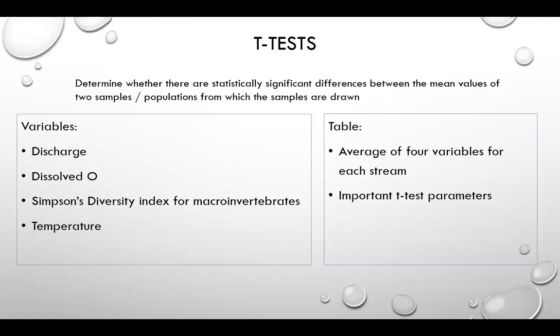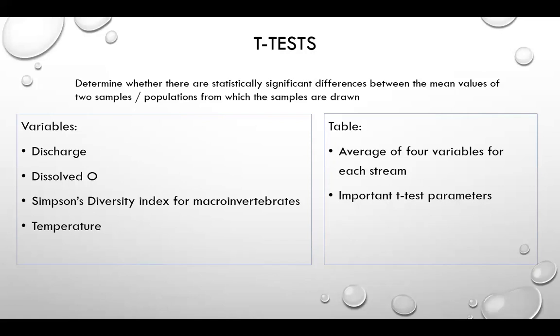And also, how are they different? So the RCC will make predictions on whether the lower order stream has colder temperatures or greater or less dissolved oxygen compared to the higher order stream. So we are testing, one, are they statistically significantly different at all? And then two, are they different in the way that the RCC predicts?